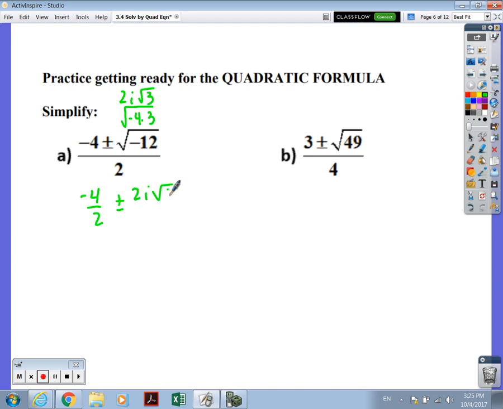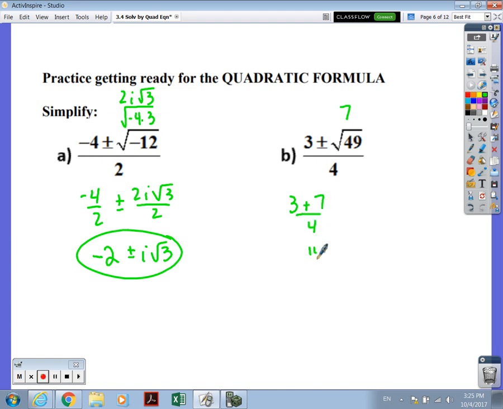So instead of writing it as the big fraction here, I could write that as negative 2 plus or minus i root 3. And then the one over here on the right, it's pretty, and so I have a square root of 49, which is 7. You can actually work this one out, and you can say, hey, what's 3 plus 7 over 4? That's 10 over 4, or 5/2. What's 3 minus 7 over 4? That's negative 4 over 4, or negative 1. So if, again, you have a clean number, you're going to have a rational answer. That's what a rational answer looks like. It can be written as a ratio.